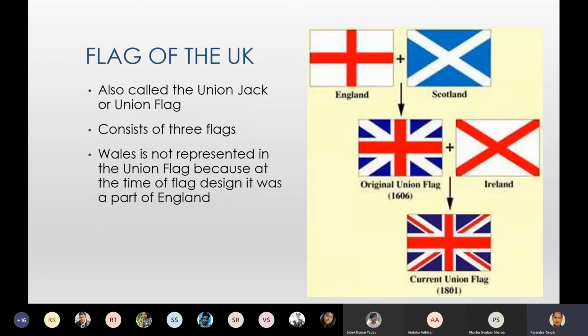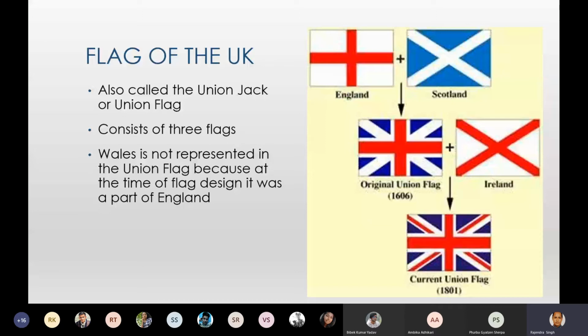All right. So let's look at the flag of the UK. The flag of the UK is also called the Union Jack or the Union flag. And there's a reason behind it. The reason is that the flag of the UK consists of individual member states' flags. As you can see in the figure there, it has the flag of England. Some of you may already know this flag, if you are used to watching football. Whenever England plays other countries, you will see this flag of England, white with the red cross.